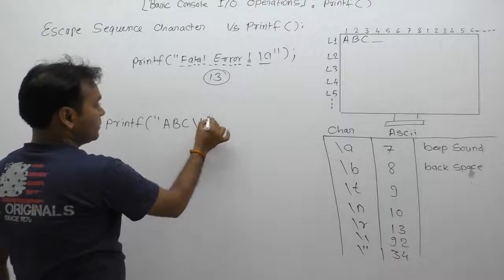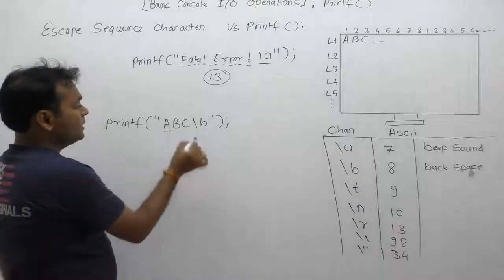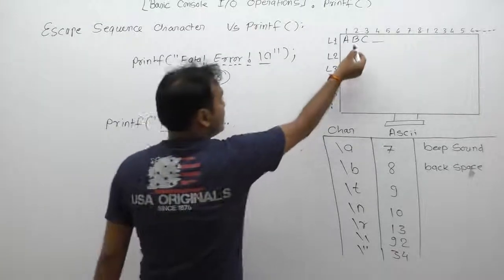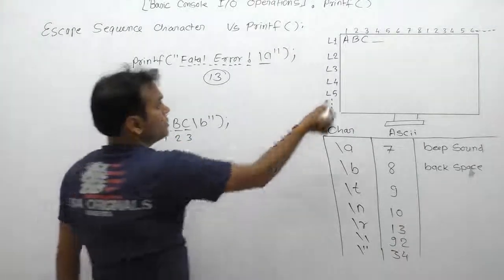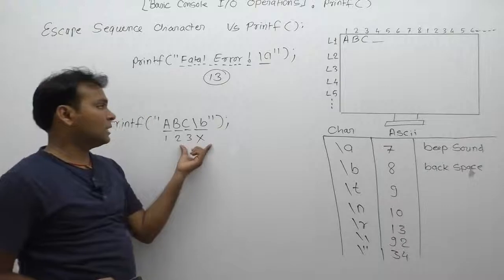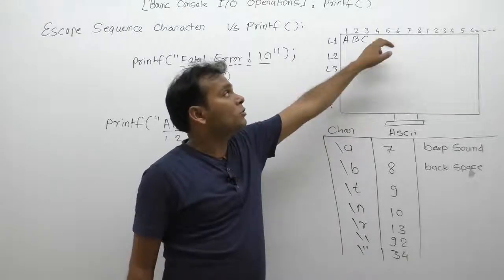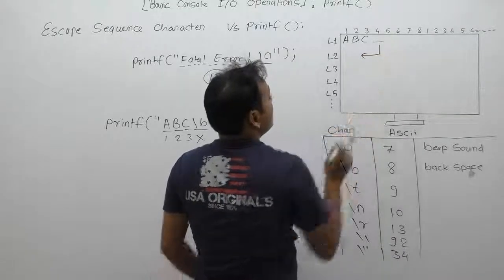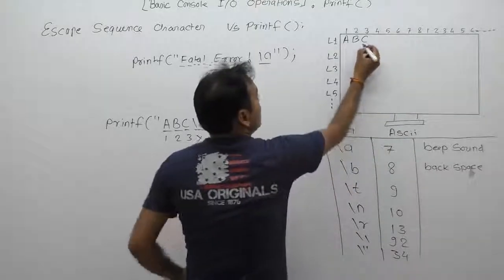Suppose we write abc followed by \b. What is the behavior of \b according to this printf? Here a is a printable character, therefore a is printed in the first position. b is also printable, so b is printed in the second position. c is also printable, so c is printed in the third position. But \b is not a printable character. What is the behavior of \b here? After displaying c, the current position of the cursor is the fourth position. According to \b, the cursor is shifted to the previous position, so it will point to the third position.